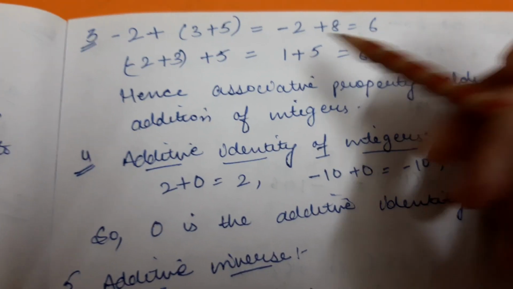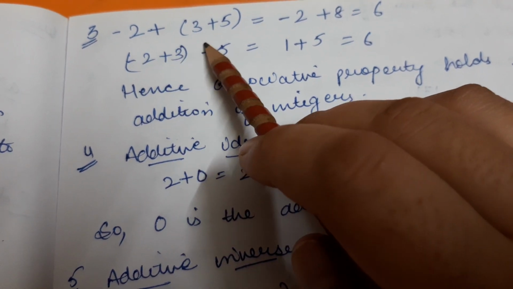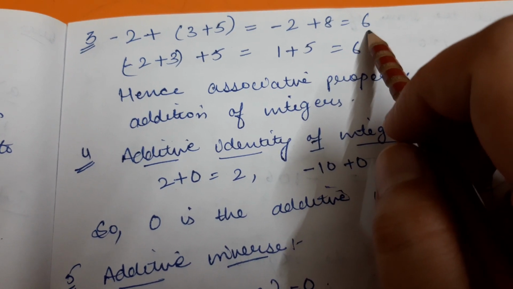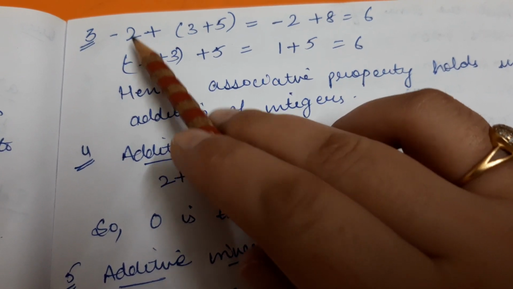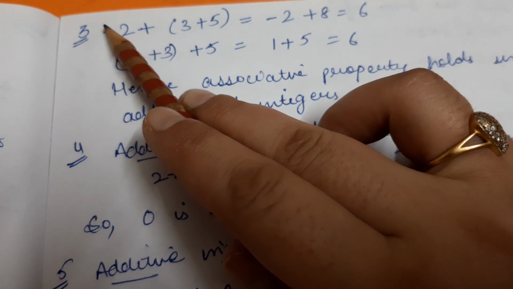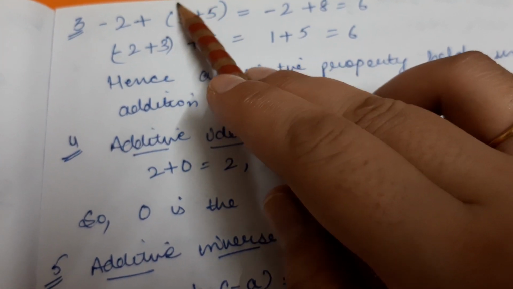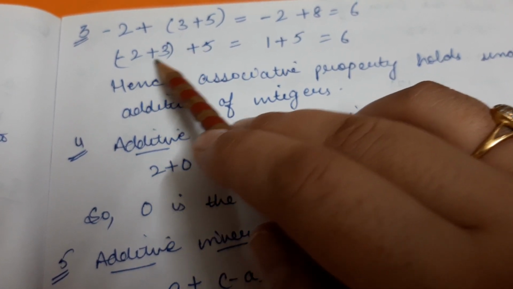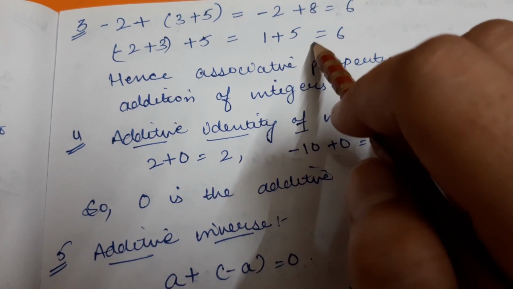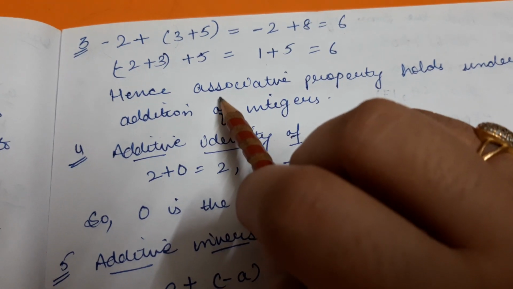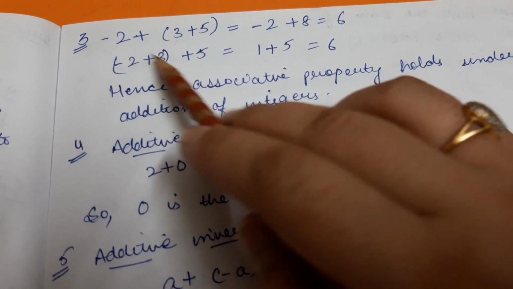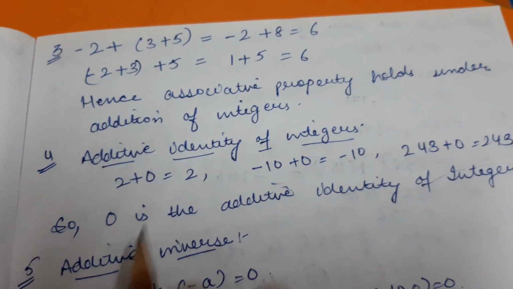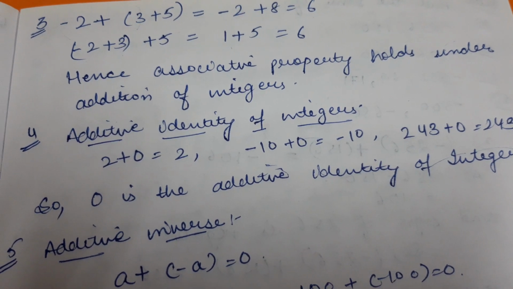Next is, if I have minus 2 plus 3 plus 5, the answer is minus 2 plus 8, that is 6. If I put the brackets here, if I interchange the brackets like I put here on the first two digits, minus 2 plus 3 plus 5, this is minus 2 plus 3 is 1 plus 5, that is 6. What this property is? When we change the position of brackets, this is associative property. It means associative property holds under the addition of integers.